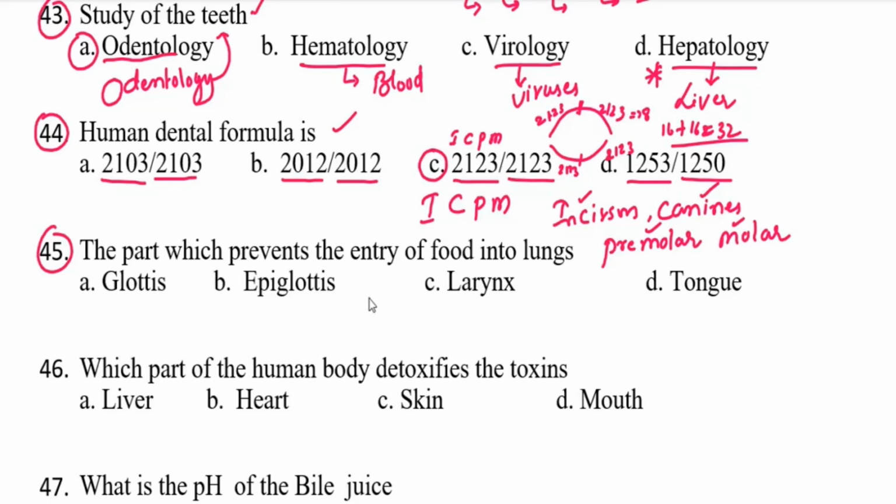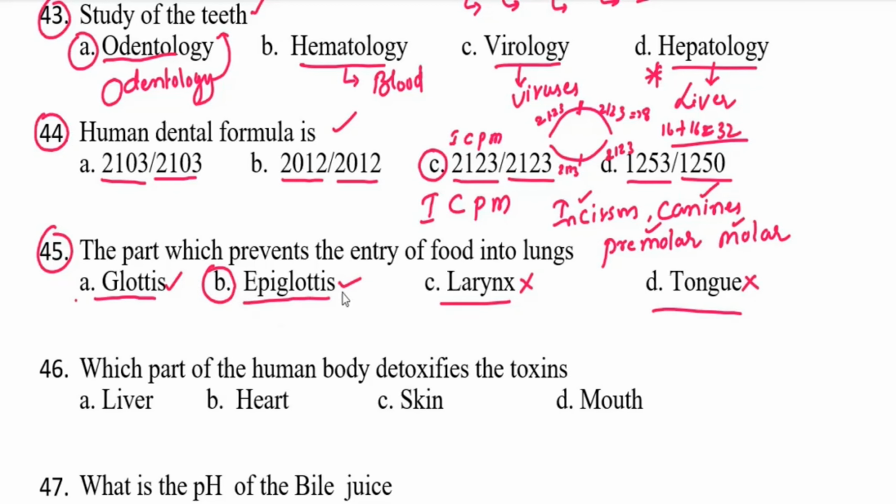Let's see the options. Option A is glottis, B is epiglottis, then larynx and tongue. Tongue is not the answer because the tongue is present at the start of the mouth and does not prevent the entry of food into the lungs. Larynx is also not correct. Epiglottis is the answer. You have to remember this one. Glottis is not correct.